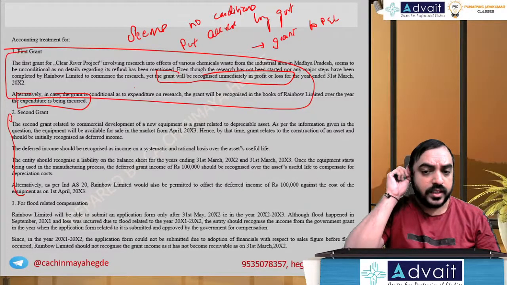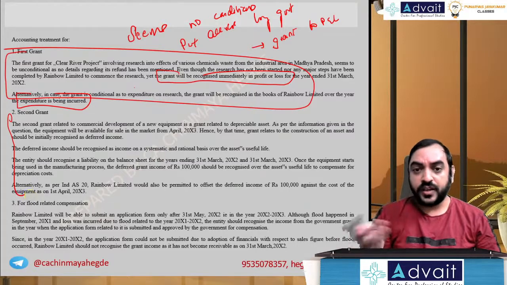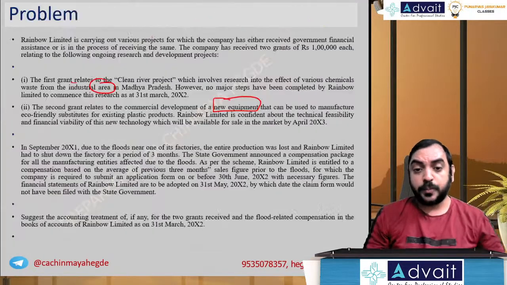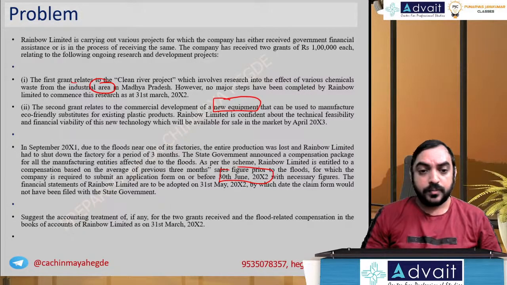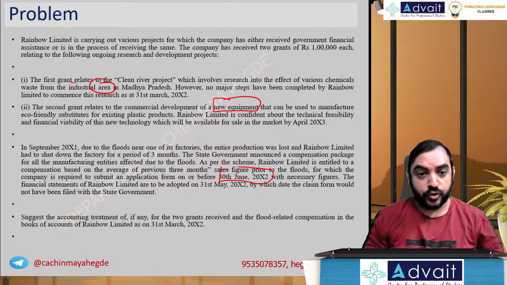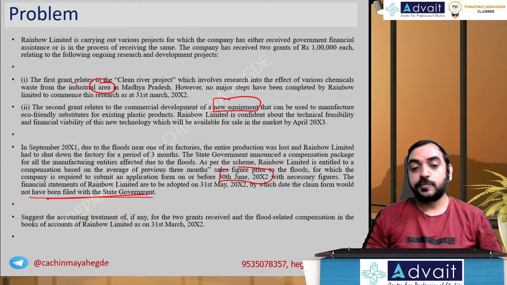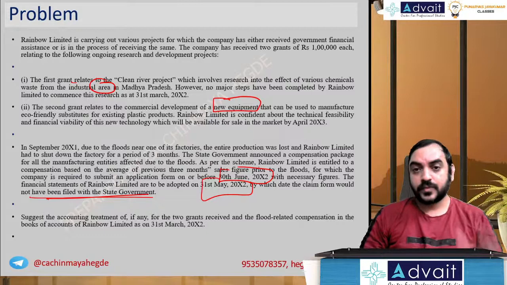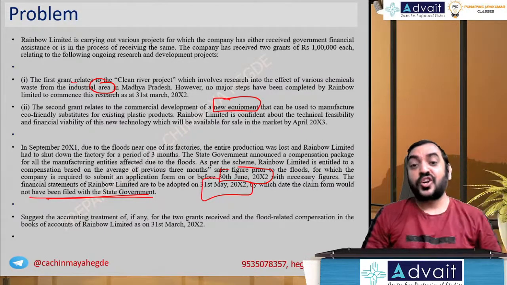Third grant basically is towards the flood, so you can recognize the grant immediately, but the point is by 30th June the company is required to submit an application form, but the claim form would not have been filed with the government. So accounts have been approved by 31st of May, but by 31st of May you have not yet filed. So the confirmation is not there.